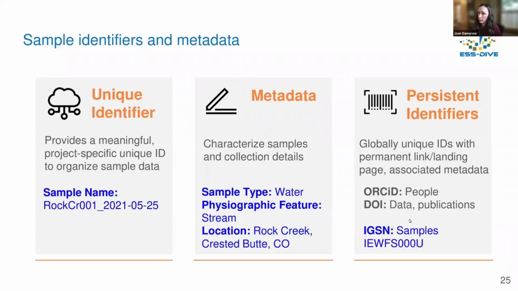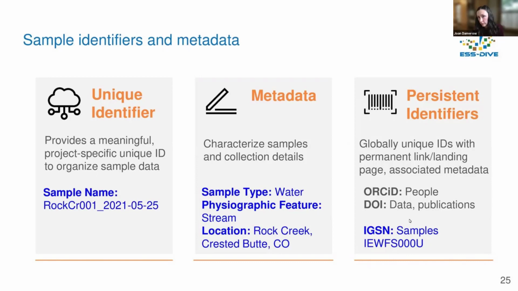So within our metadata template, this is known as the sample name, and it may have some meaningful codes such as a site code, a sample code, and an indication of the sample date. Then we have sample metadata, which characterizes samples and details on how those samples were collected. And this includes a high-level controlled vocabulary for sample type, a controlled vocabulary for the environmental context or physiographic feature. For example, you may have a water sample that was collected from a stream, and then a description of the location.